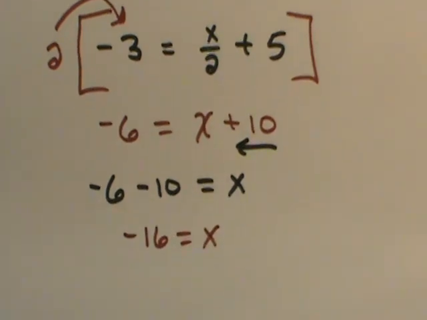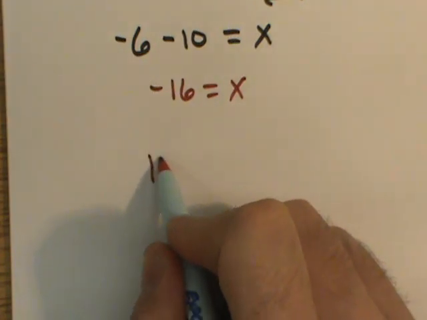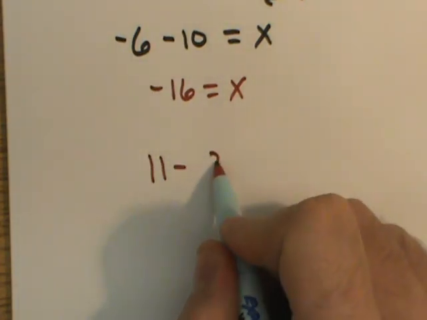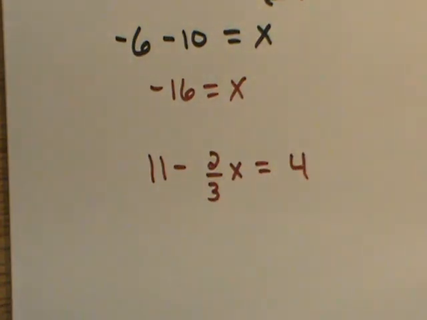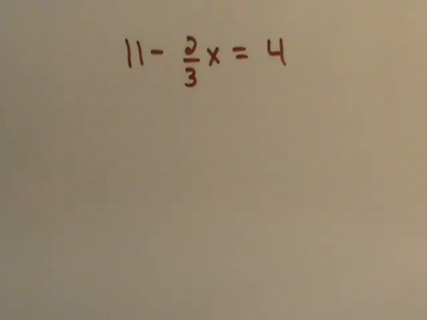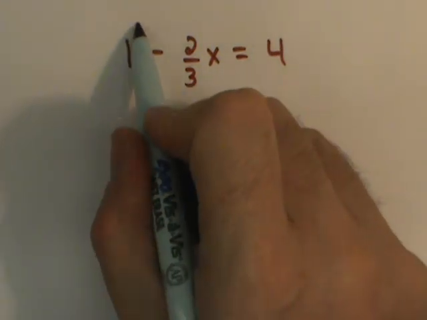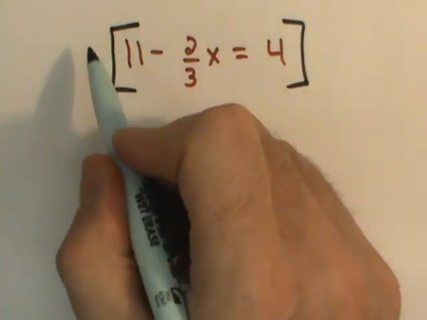I'll do one more of those. This time we'll say something like 11 minus 2/3 x equals 4. Looking at this problem, I see a fraction. I'm going to get rid of my fractions. I always get rid of those fractions. Multiply by the common denominator. In this case, that's 3.